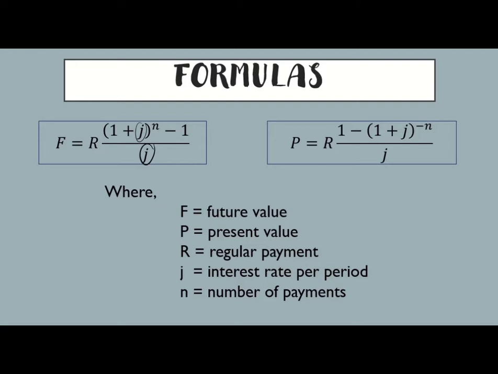That is the interest rate per conversion period. That is equal to the nominal rate over the conversion period, I over M. Then, our N there, that is equal to time times the frequency of the conversion period. Okay. So, next, formula for the principal. P is equal to R times the quantity of 1 minus 1 plus J raised to negative N, over J. Okay.